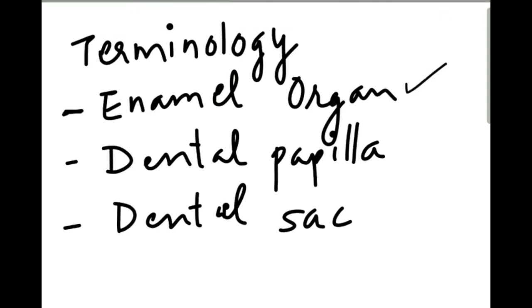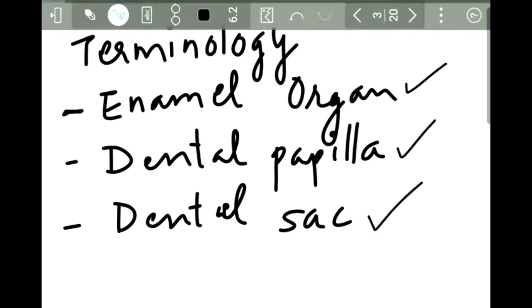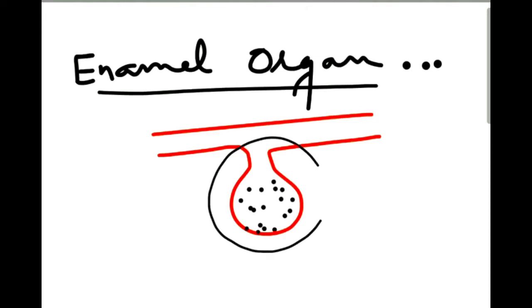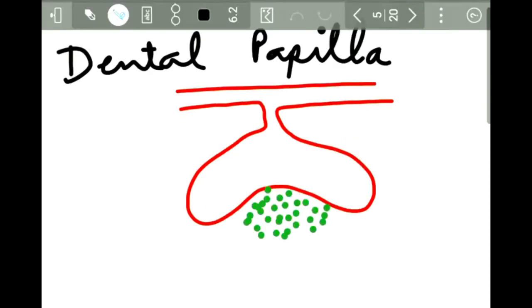What is dental organ, dental papilla, and dental sac or follicle? In the earlier lecture, we have seen that on the dental lamina, at the site of tooth formation, ectodermal cells proliferate more rapidly to form knob-like structures, and these structures are called the enamel organ.